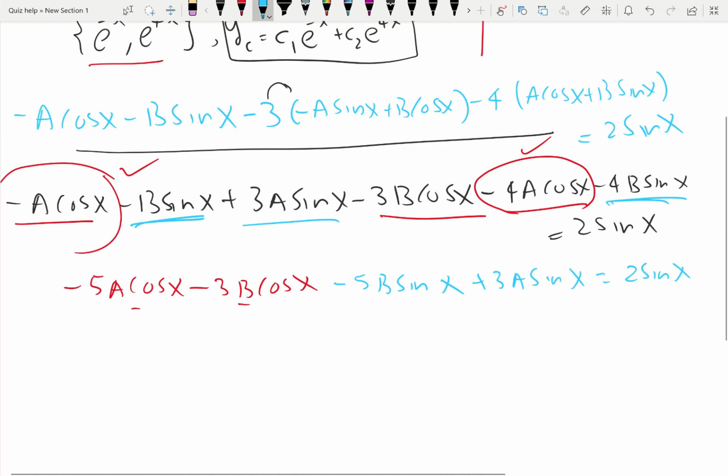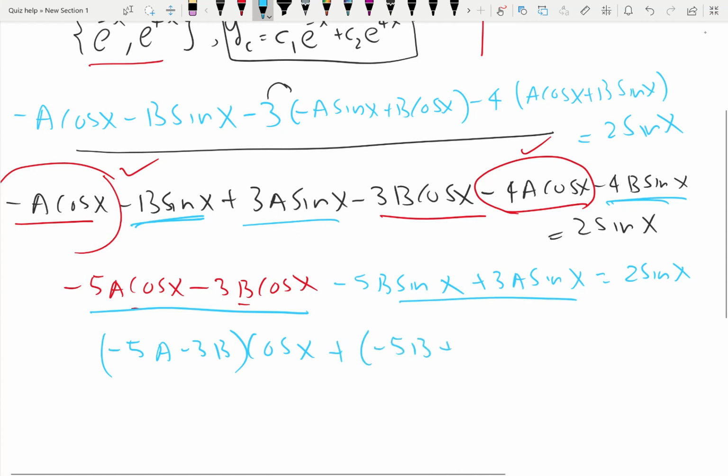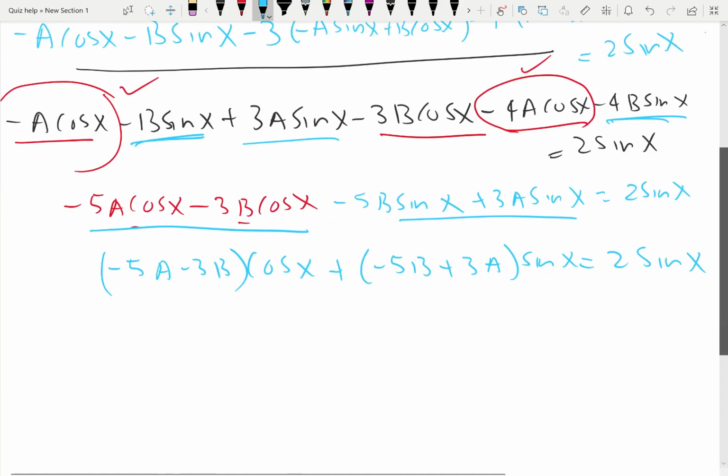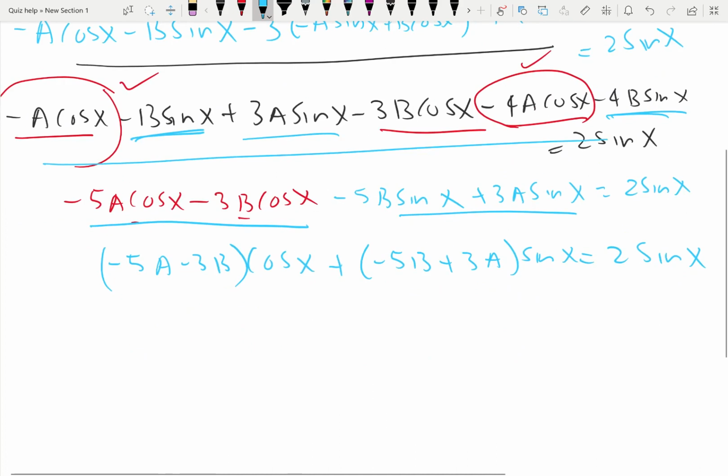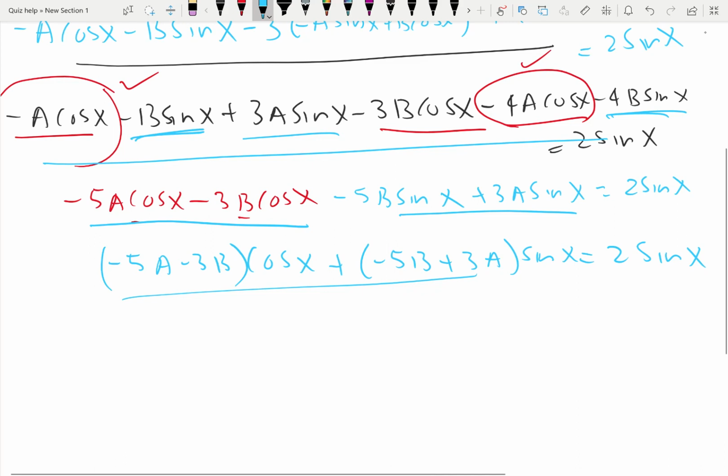Good. Here we can factor out a cosine: (negative 5a minus 3b) cosine x. Here we can factor out a sine: plus (negative 5b plus 3a) sine x is equal to 2 sine x. So we shrink this large left hand side into simpler terms. Now what is the next step? We need to find this a and b. We have the simplest grouped organized version of the left hand side, right?